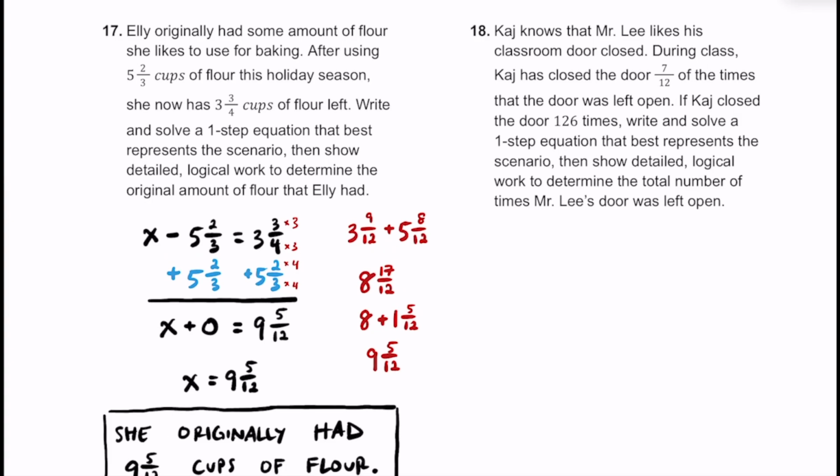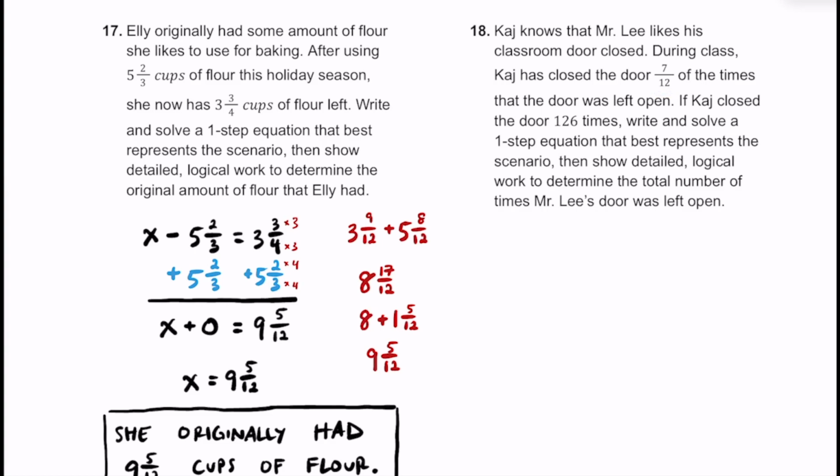All right, let's check out another one. So for 18, Kai knows that Mr. Lee likes his classroom door closed. During his class, Kai has closed the door 7/12 of the times. So "of" is an important word here. Of all the times that the door was left open. All right, so Kai has closed the door, it looks like more than half the number of times it was left open.